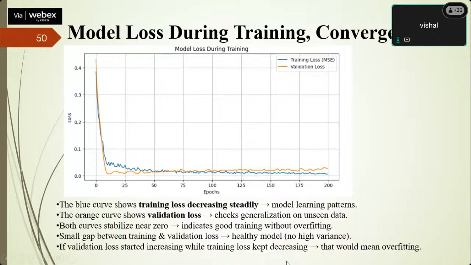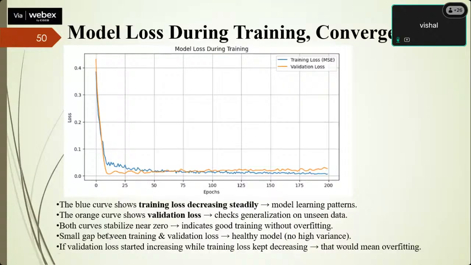The training loss decreases steadily, and it converges below 25 epochs. The orange curve is for validation loss, which checks generalization on unseen data. Both curves stabilize near zero. You can see after 100 epochs it stabilized, near 0.0. It is not exactly below 0, but it is near 0. So both curves stabilizing near 0 indicates good training without overfitting.